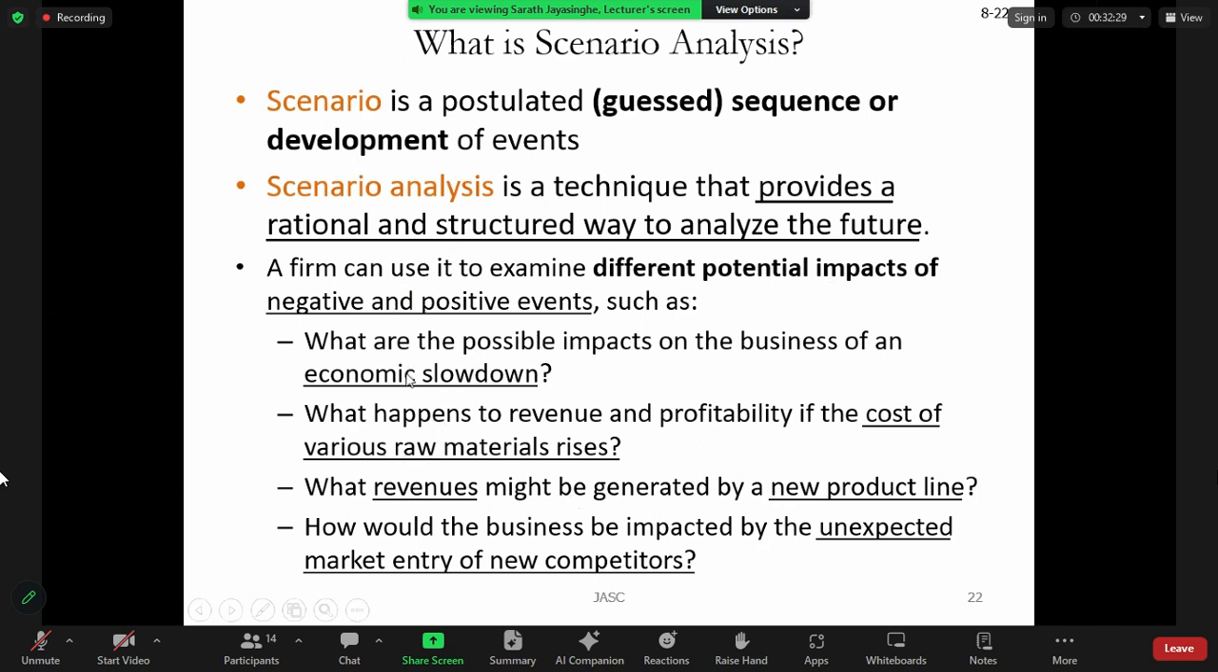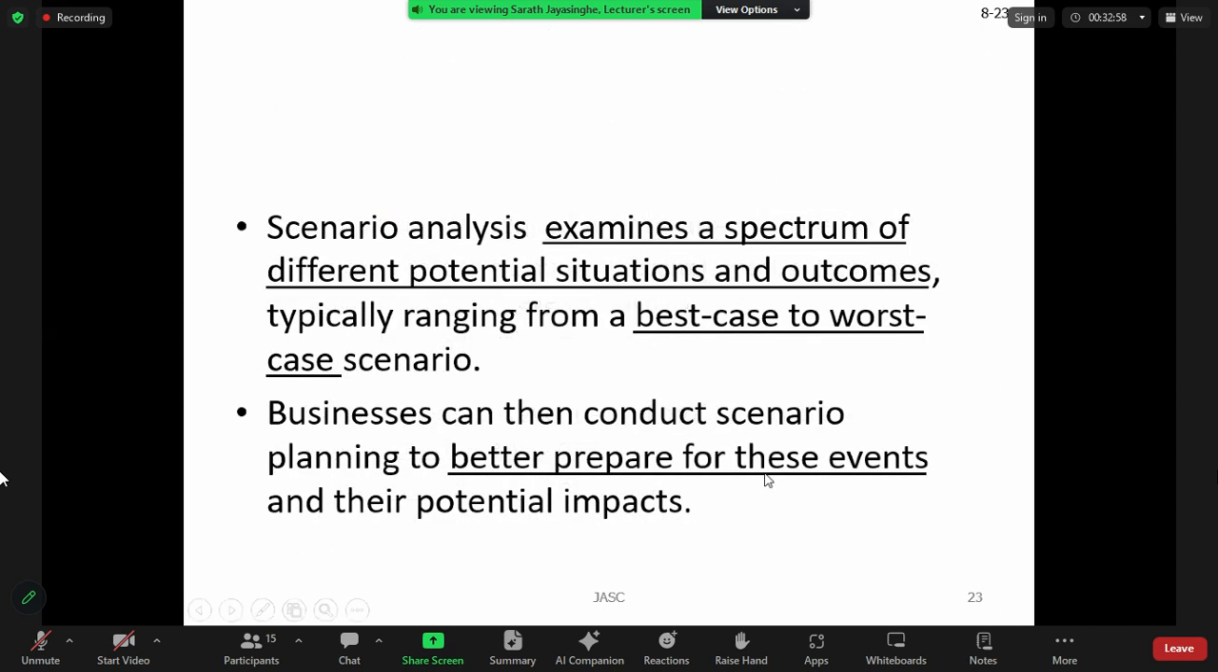These are some examples. What are the possible impacts on the business of an economic slowdown? What happens to revenue and profitability if the cost of various raw materials rises? What revenues might be generated by a new product line? How would the business be impacted by the unexpected market entry of new competitors? Right? Scenario analysis examines a spectrum of different potential situations and outcomes, typically ranging from best case to worst case. So we have to arrange it.